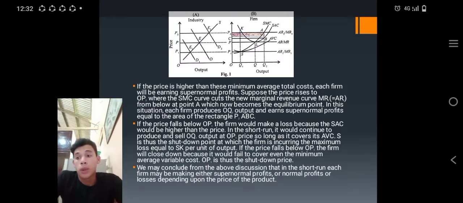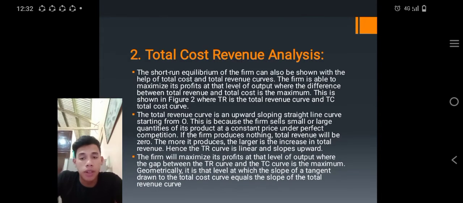Next, we may conclude from the above discussion that in the short run each firm may be making either supernormal profits or normal profits or losses depending upon the price of the product. So we move to the total cost and total revenue analysis. The short run equilibrium of the firm can also be shown with the help of total cost and total revenue curves. The firm is in equilibrium where the gap between total revenue and total cost is the maximum.